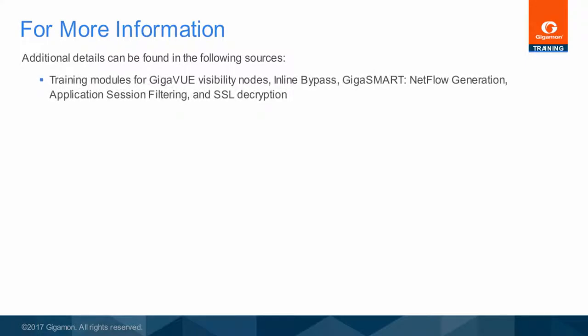Additional details for GigaSecure features can be found in the training modules for all of the traffic visibility offerings, including the H-Series family of visibility platform nodes, GigaView VM and GVTAP virtual visibility options, inline bypass, as well as the GigaSmart features of NetFlow generation, application session filtering, and SSL decryption. Further general information is available from the many product brochures and data sheets for GigaSecure and each of the individual pillars of functionality represented therein and in the various user guides.